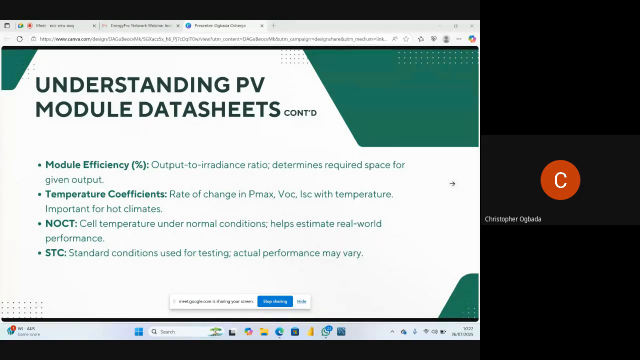as the temperature begins to increase above the standard conditions, the output of the solar panel can sometimes begin to reduce. So for most solar panels, you see rate of change in Pmax, rate of change in VOC, that is the open circuit voltage, with temperature. For someone who is trying to be very accurate in his design, you'll be able to know what you will get at every temperature from your solar module. That's what these parameters will help you to achieve. And then you also see cell temperature under normal conditions. It helps you to estimate the real world performance, right?